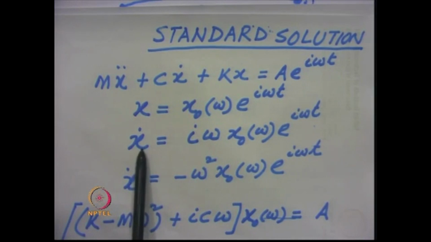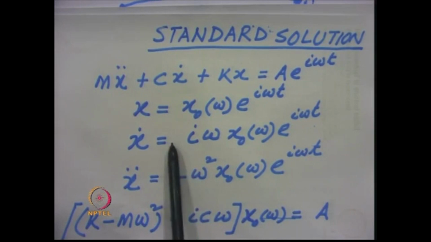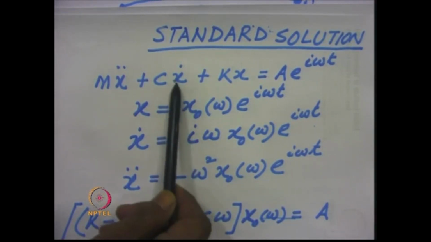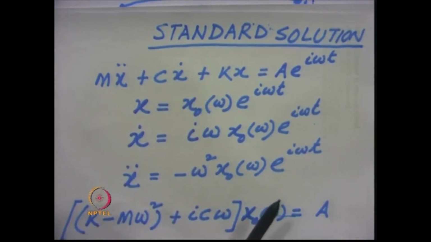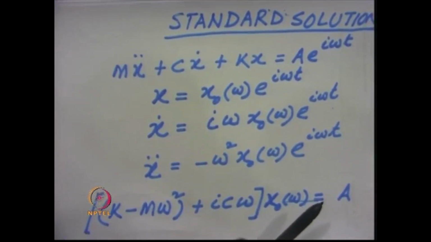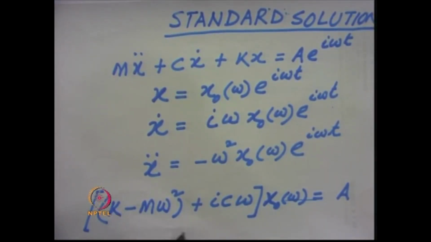If we differentiate it once, we get x dot. If we differentiate it twice, we get minus omega square x0 omega e to the power I omega t. Substituting the values of x dot and x double dot into this equation, we will end up in an equation like this: k minus m omega square plus I c omega into x0 omega is equal to A.